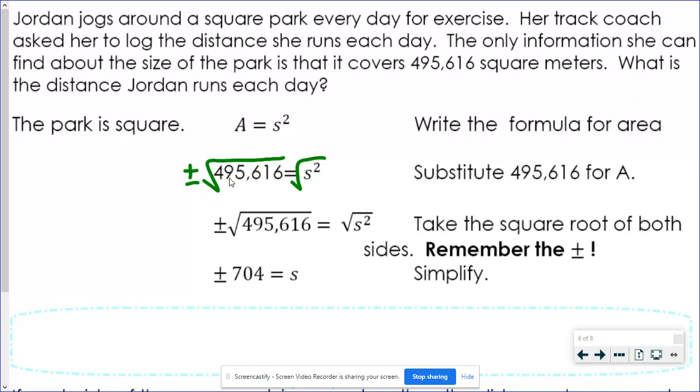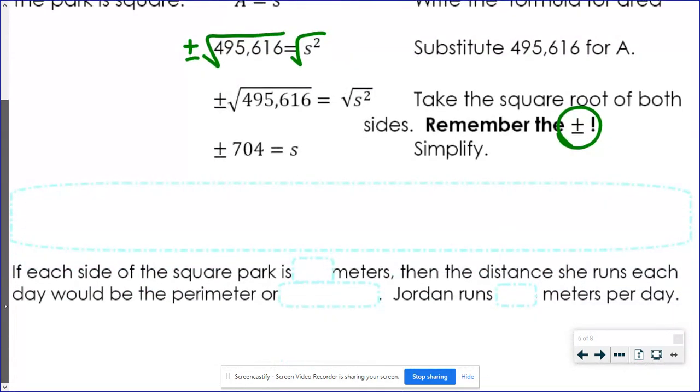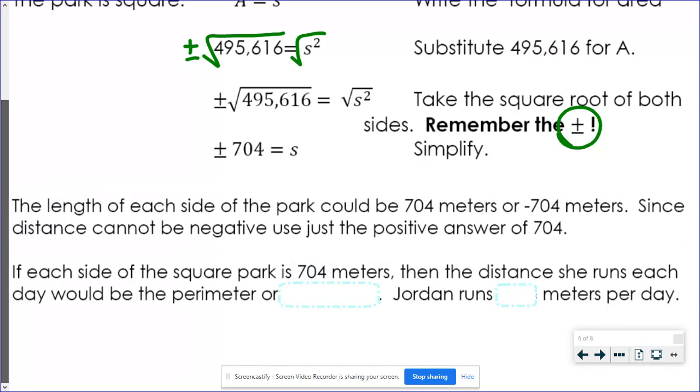However, so we made a big deal, like, oh, don't forget the plus or minus. However, this is a side length of a square. I can't have a negative number for that length. So yes, when I'm solving the equation, I need both of them. When it comes down to it in terms of reality, that is not going to be a negative length. It's only going to be that each side is 704 meters. So each of the sides of the park is 704 meters. And then that means the perimeter, I would just have to multiply that by 4.